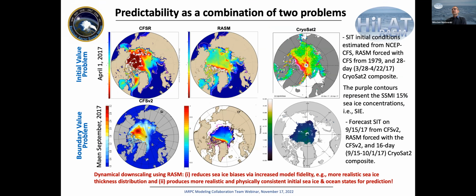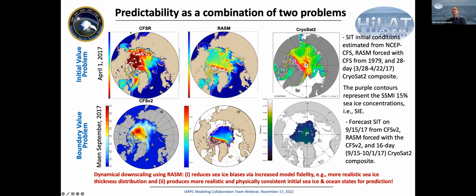So another thing that we can do is use the global model for downscaling and creating initial conditions and the forcing conditions. Here I'm showing in the upper panels the initial conditions from the CFSR as they are being used by NCEP to do the 7 months forecast. And the middle panel is showing the RASM, which was forced with the reanalysis from NCEP from 1979 through April 1, 2017. The right panel is showing the Cryosat-2 mosaic map for the time period centered around April 1, 2017.